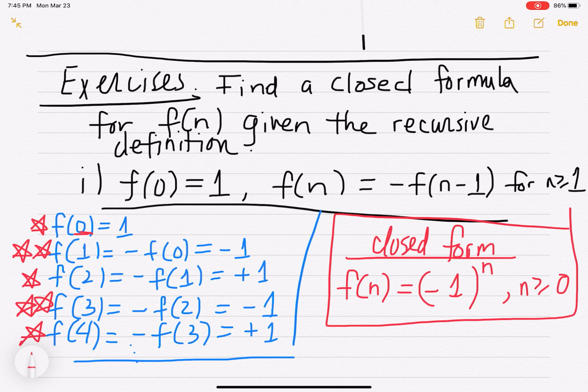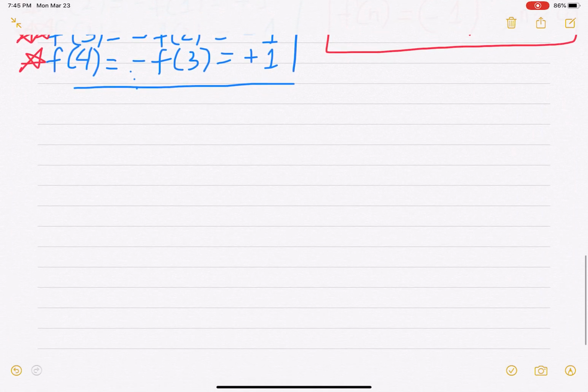All right, so let's scroll a little. Scroll, scroll, scroll.